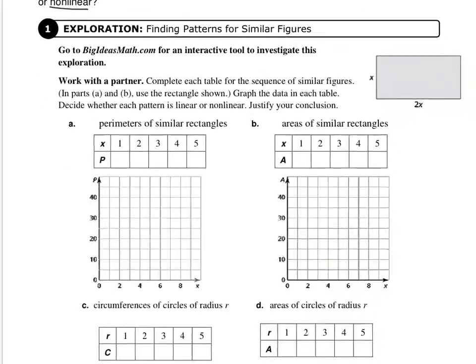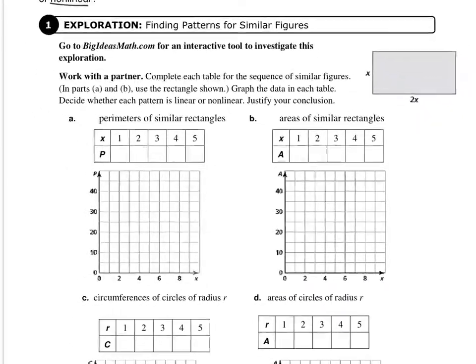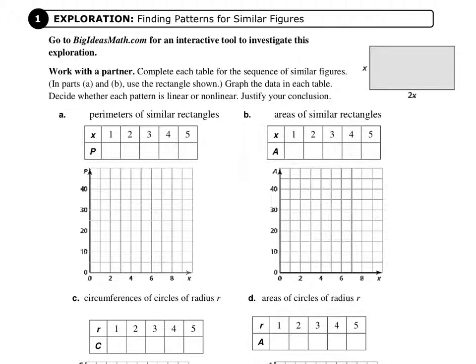Okay, so let's look at our exploration here. What we're going to do in this first two, A and B, is use this graph, this rectangle right here. We want to complete each of these tables for this set of similar figures. We're going to use the rectangle for A and B, and graph the data that we end up getting in this graph. Then we want to see if it's a linear relationship or not. First we're going to talk about the perimeter, and then we're going to find the area.